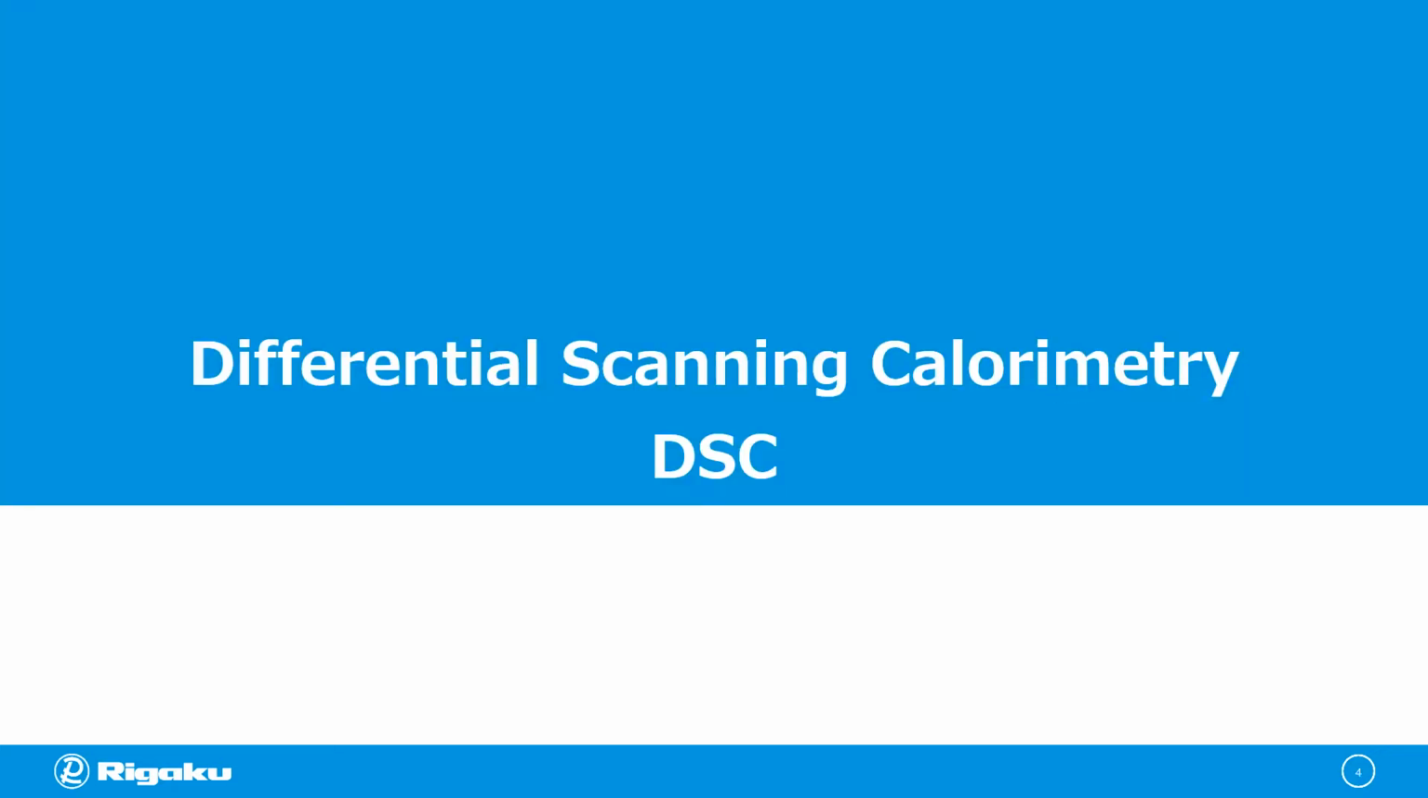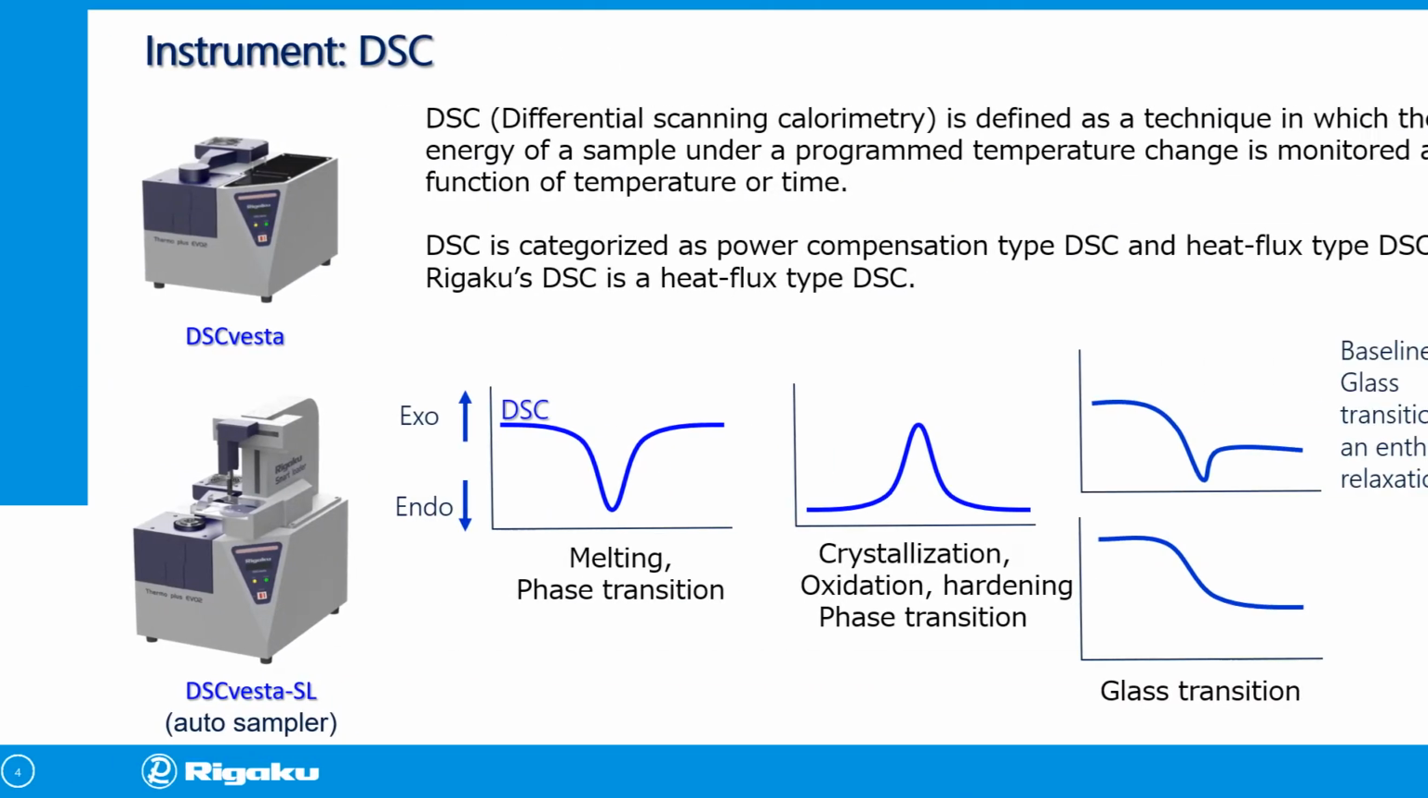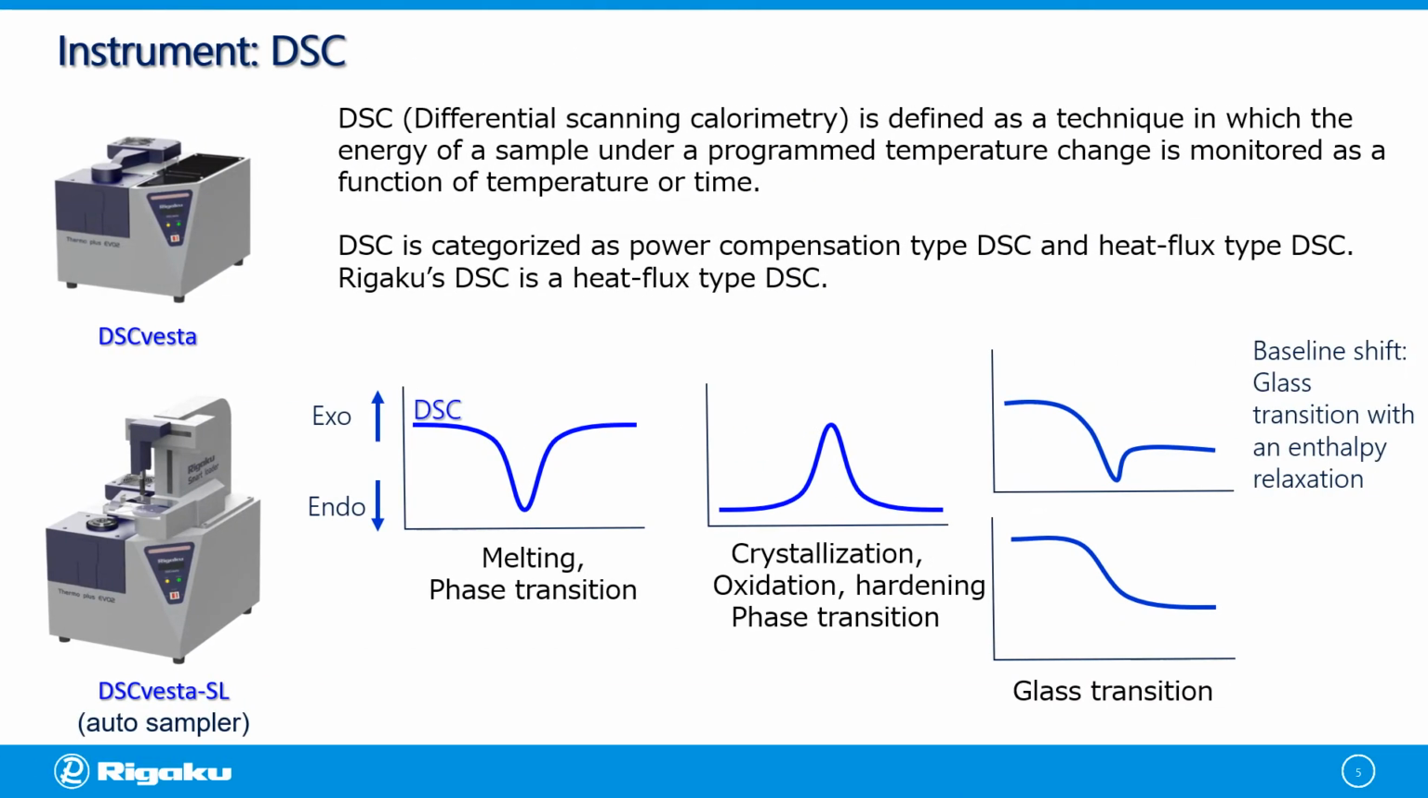From this slide onwards, we will be introducing applications using differential scanning calorimetry, or DSC. DSC is defined as a technique in which the energy of a sample under a programmed temperature change is monitored as a function of temperature or time.